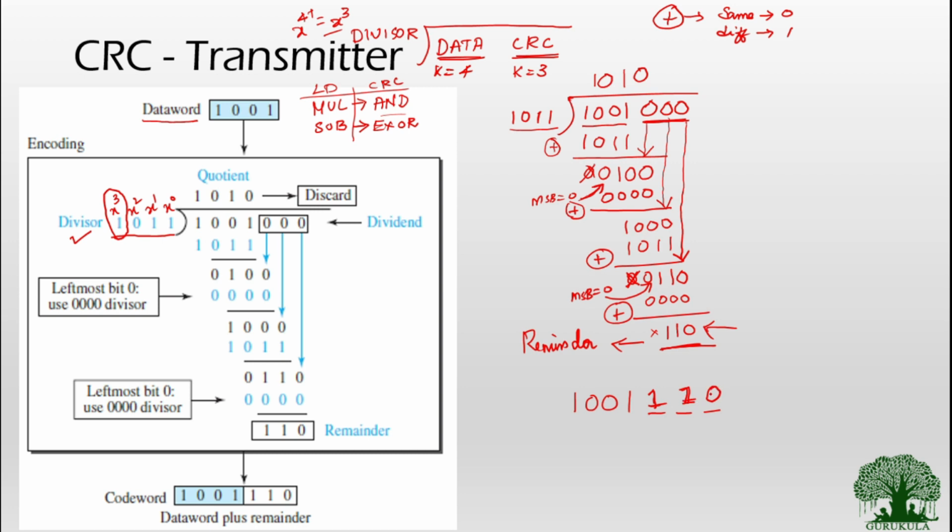then this entire bit string is what I am going to transmit, and this entire bit string is what I call the code word, and this code word is nothing but your data plus your remainder. So that is how this particular transmitter algorithm will work. So this is the CRC that will be performed at the transmitter side.